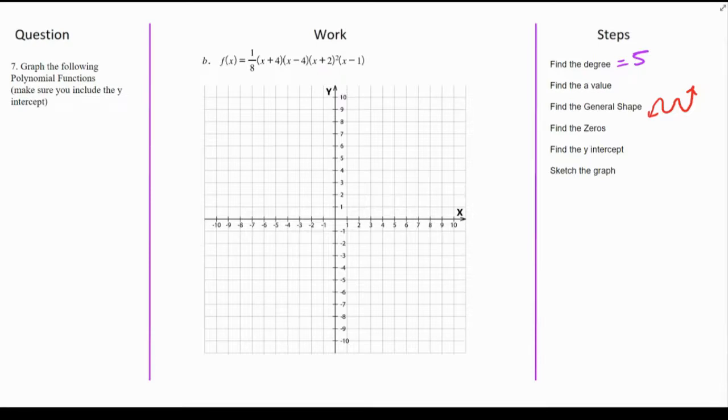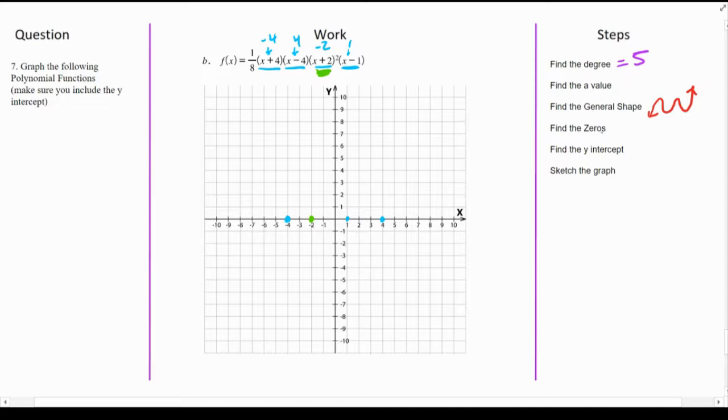And then my zeros here are, I just look at all of my x's to find where it makes the whole equation 0. If I plug in -4, it makes that 0. If I plug in +4, I get 0. If I plug in -2, 0. And there's something special about this one right here because it is being squared. So I'm going to put a little different color there to help us out when we come back to that. And then when I plug in 1, that also gives me a 0.